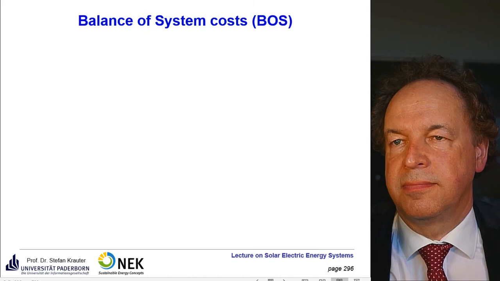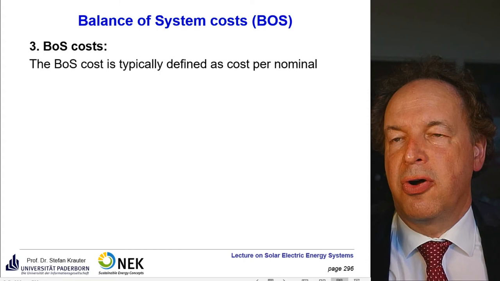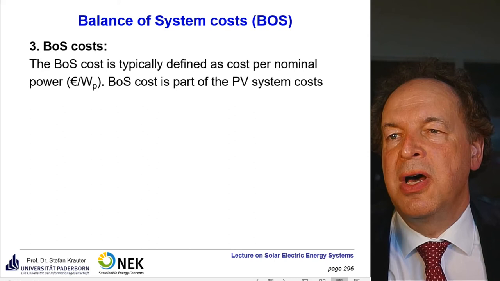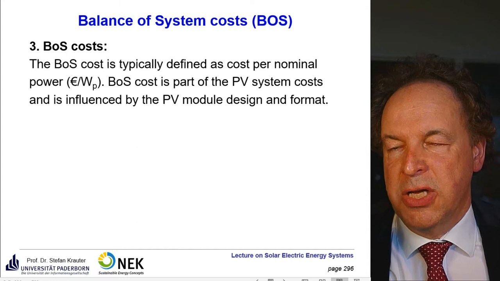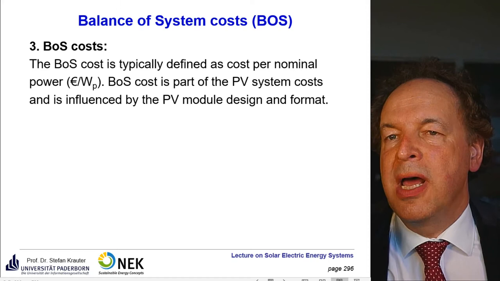The balance of systems costs is usually also defined as a cost per nominal power, the same as for the modules, euro per watt peak. This peak stands for power under standard test conditions. And sure, if you have a high efficiency module, the area of the module is smaller, and so you can also decrease the balance of system costs.